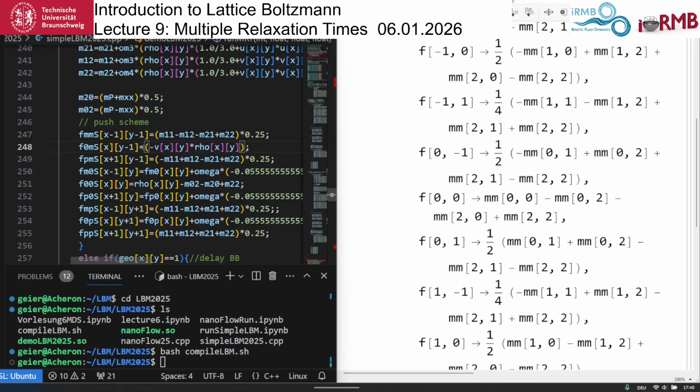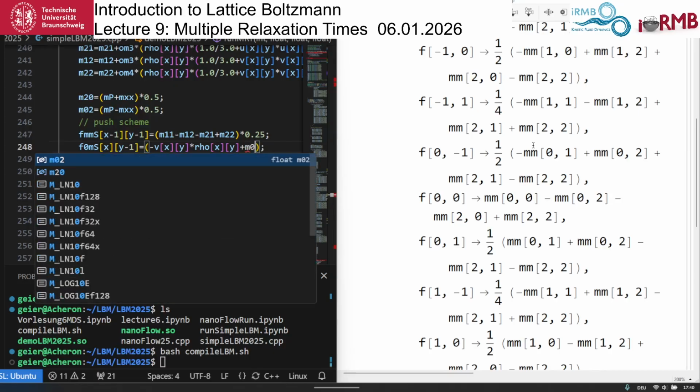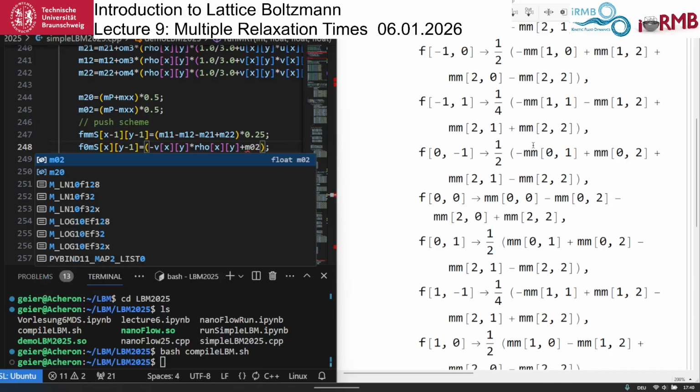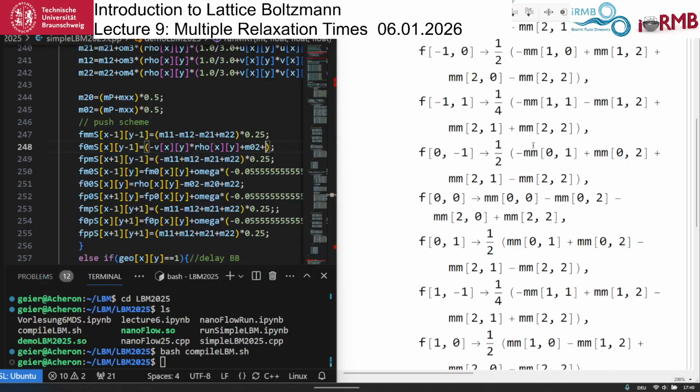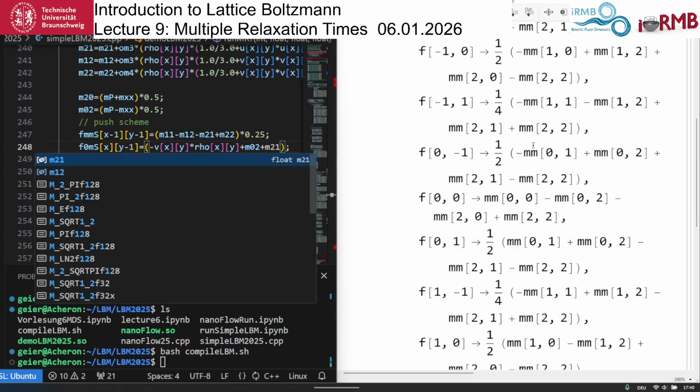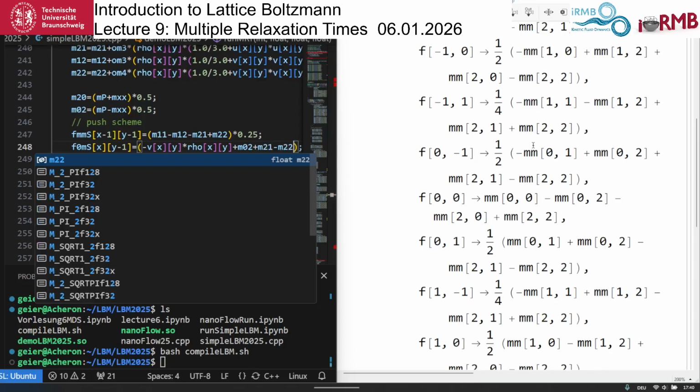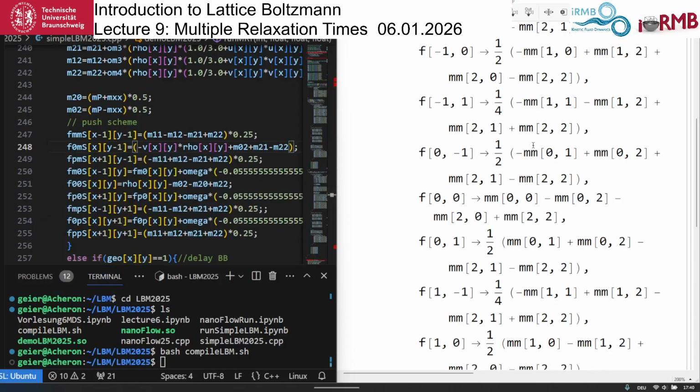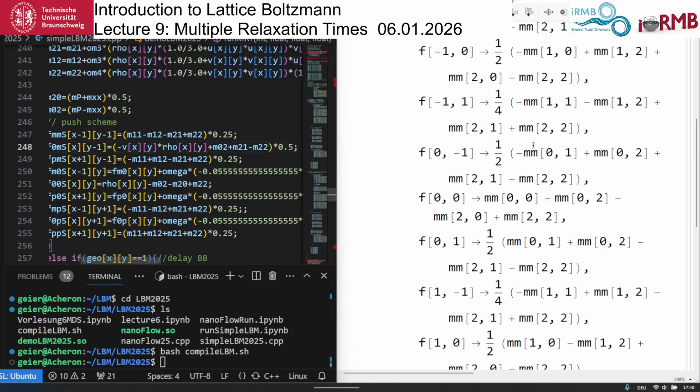wait, this is 0 minus, so 0 minus is here. So then comes plus M02 plus M21 minus M22. Okay? So in my estimation, time 1/2, thank you. You saved us.